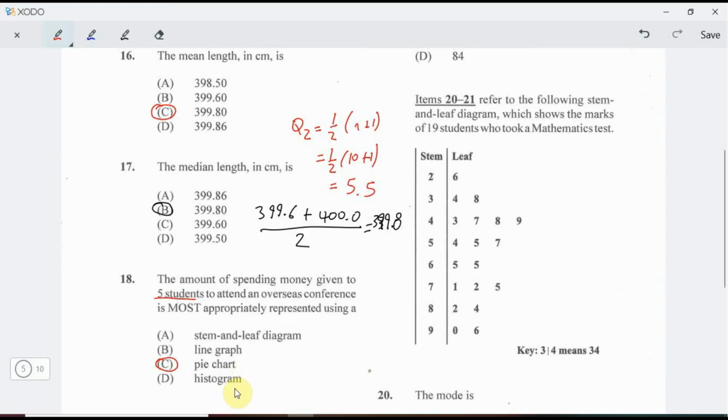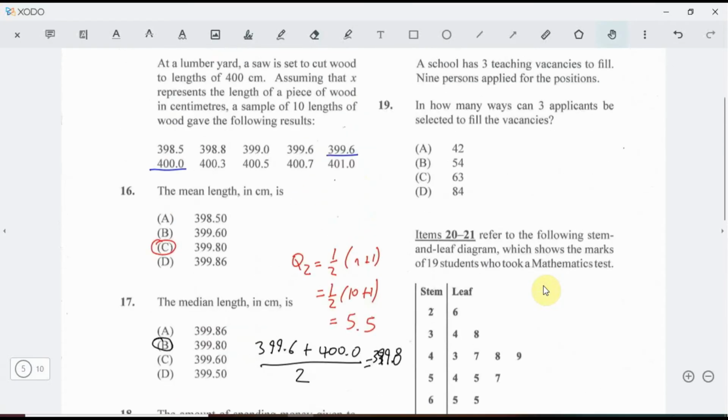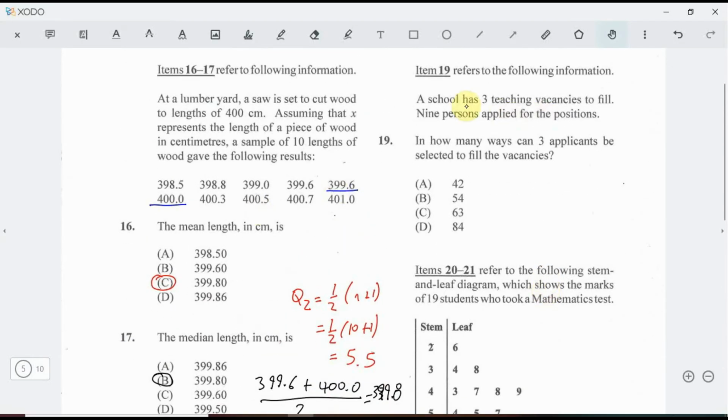Histogram, we want to show some sort of continuity, right? That's the histogram. Now the stem and leaf, this one is tricky. We can use the stem and leaf to show 5 data sets, but the pie chart would be most appropriate. Notice the keyword, most. You could represent it on a stem and leaf or pie, either is fine, but the better one suited for this job is a pie. That's option C.